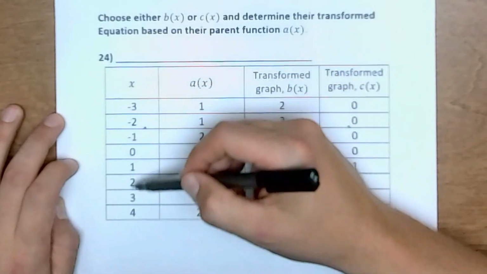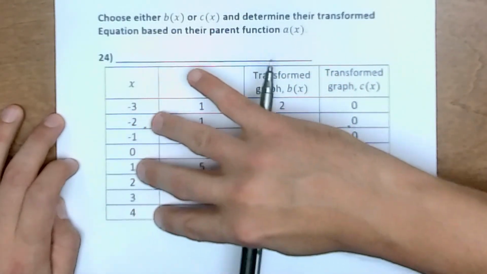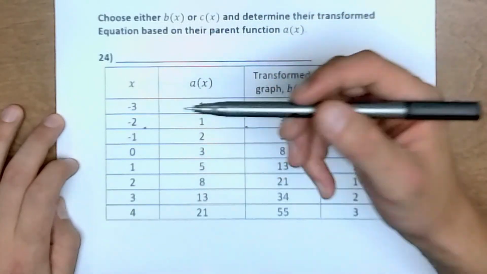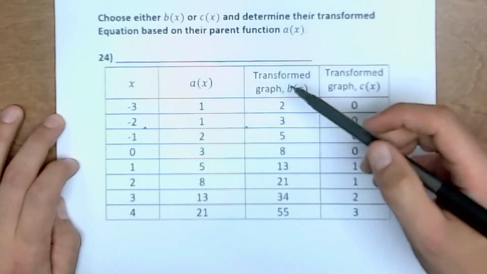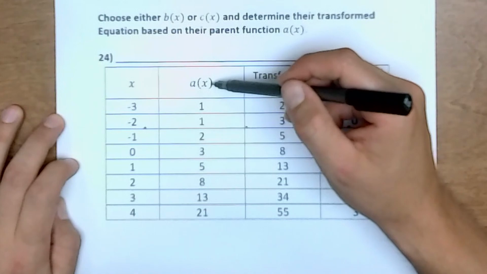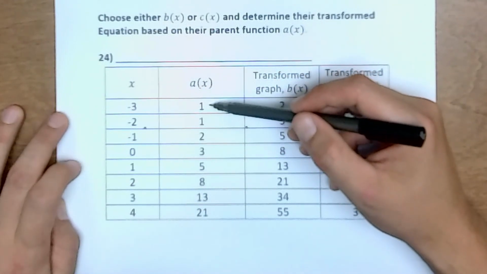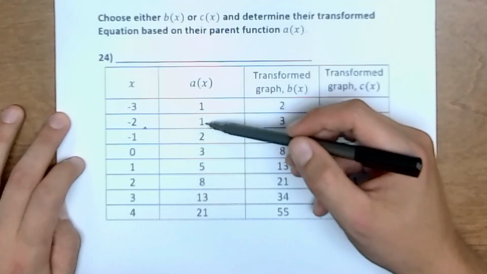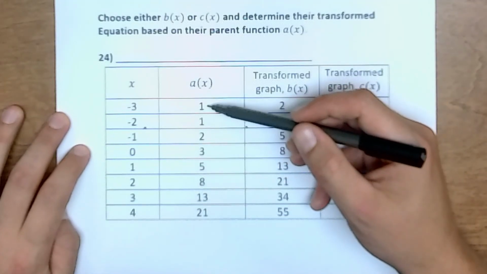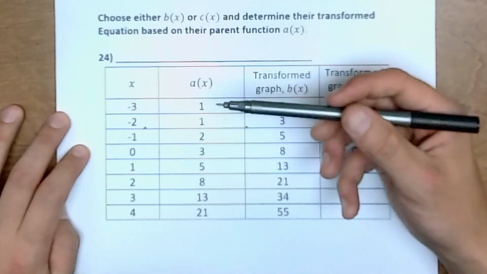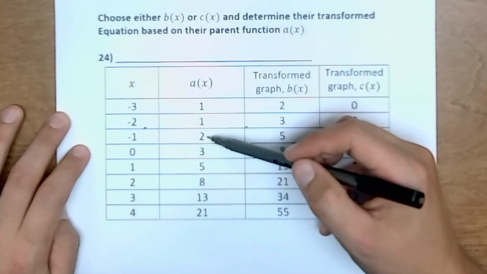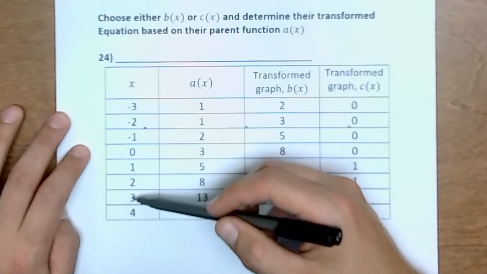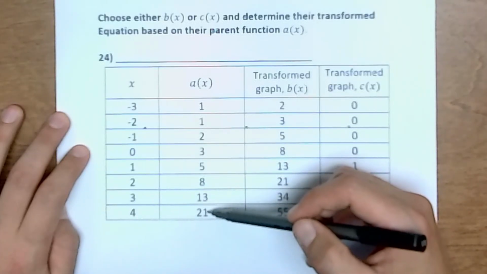We do have x values again, and these just structure things to go across the table, so it provides a little bit of organizing, I suppose. If we look at the values for a of x, it starts off with 1 when we're at -3. -2 still makes 1, and that can totally be allowed. You can make the same number again and again. It's just not very interesting. -1 makes 2, 0 makes 3, 1 makes 5, 2 makes 8, 3 makes 13, and 4 makes 21.